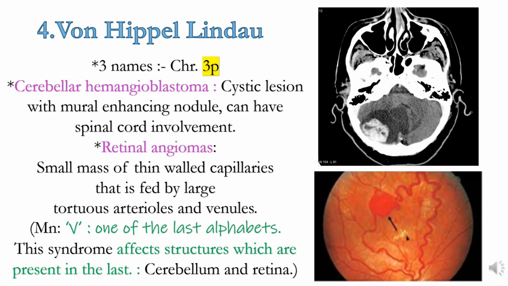And in case of retinal angioma, there are small masses of thin walled capillaries, which are fed by large tortuous arterioles and venules. So you can see in the retina image there is a lesion which is nothing but retinal angioma. And to remember these findings, you can remember that V is one of the last alphabets. V of von Hippel is one of the last alphabets. So this syndrome also affects the structures which are present at the end or the last. So cerebellum, which is present posteriorly, and retina, which is present at the end of the eyeball. So V von Hippel-Lindau, and it involves cerebellum and retina.